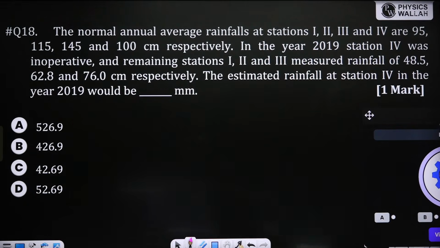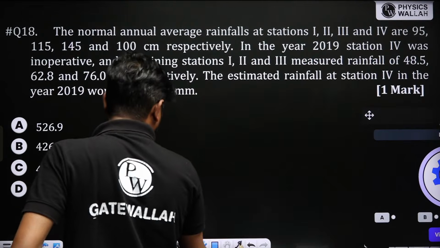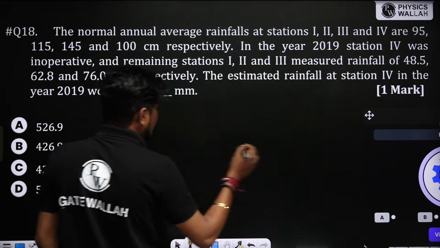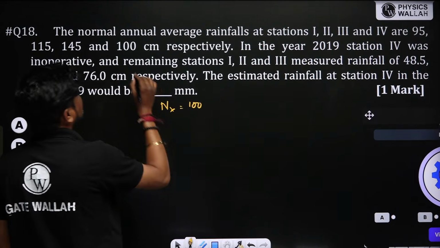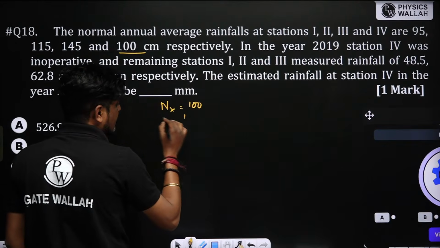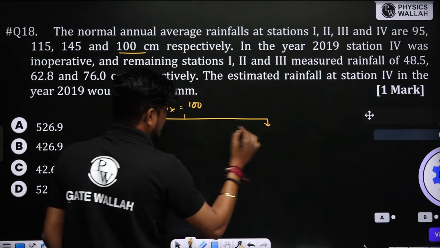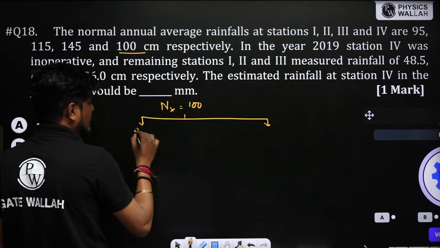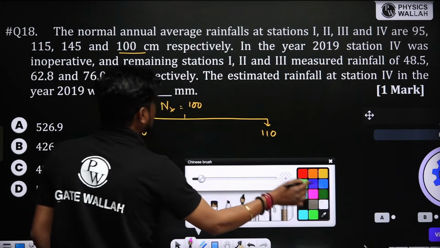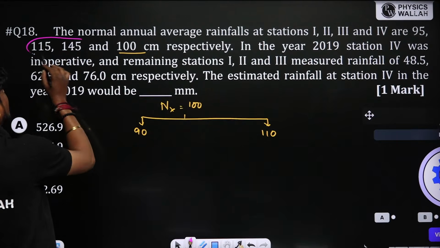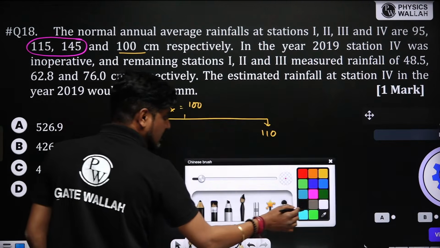So first you check the 10% condition. The 10% condition won't be satisfied because Nx value is 100. So if you check for the 10% condition, it won't be satisfied. So plus 10% minus 10%, if you do, you will be able to see that these two are out of the range. You have to go by the normal ratio method.